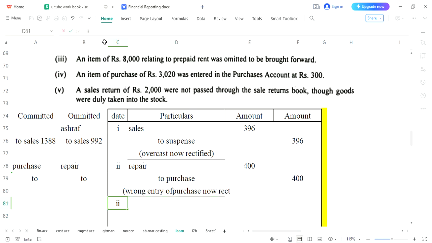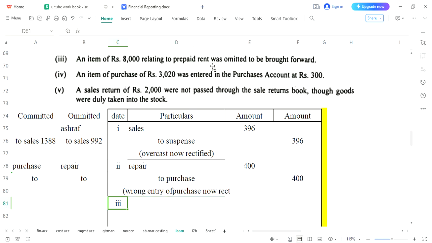Let's see what the third entry is. Let's read it out. An item of rupees 8,000 related to prepaid rent. That means rent has been paid, but before the due date. I'm repeating, rent is paid, but the word which has been used is prepaid. That means no due date has arrived. Before the due date, we have paid the rent. But ultimately, the sense is clear that it is rent which we have paid.